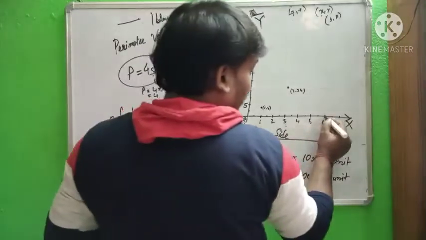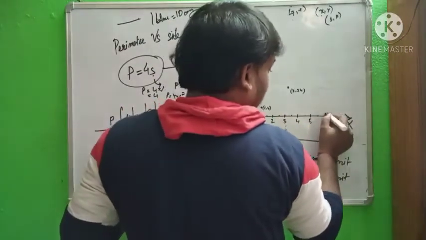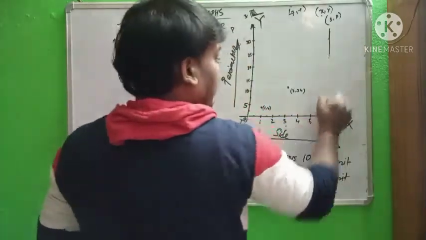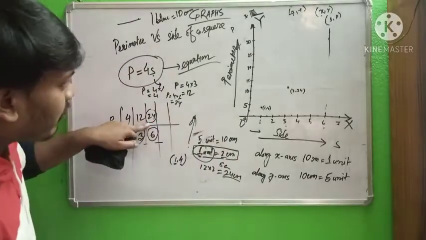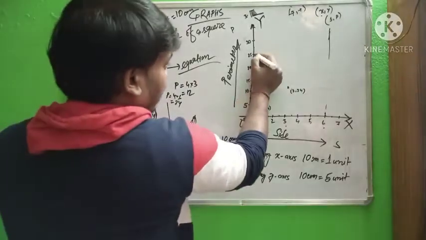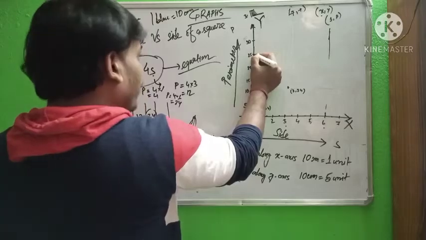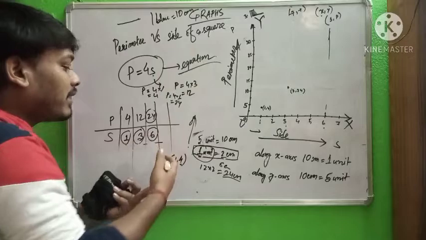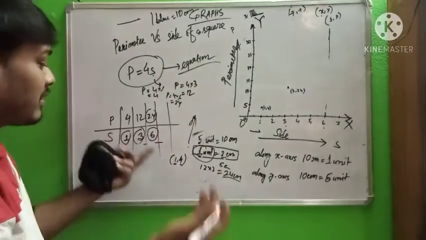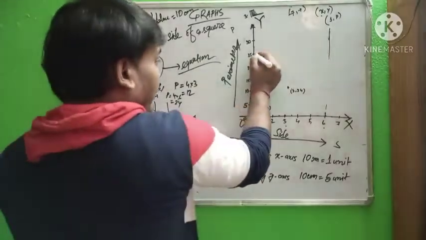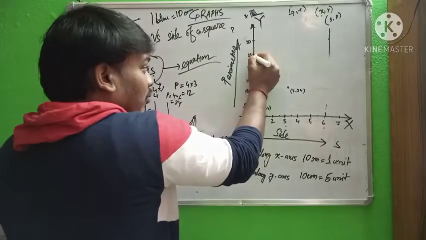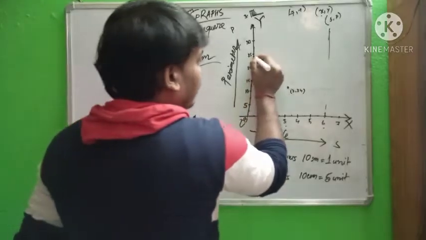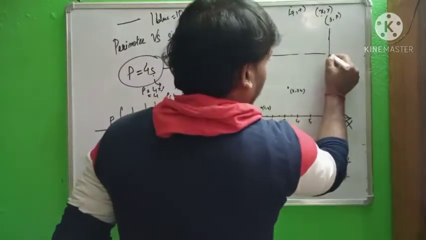Next value 6 comma 24. So 6 we can directly get here, by this line. And 24 unit, 25 unit is before that. So 24 unit means 1 unit less than 25. In this way you can think. So 25 here, 1 unit means 2 centimeter, so less than 2 centimeter. So here it is 24. So we get 1 point here.